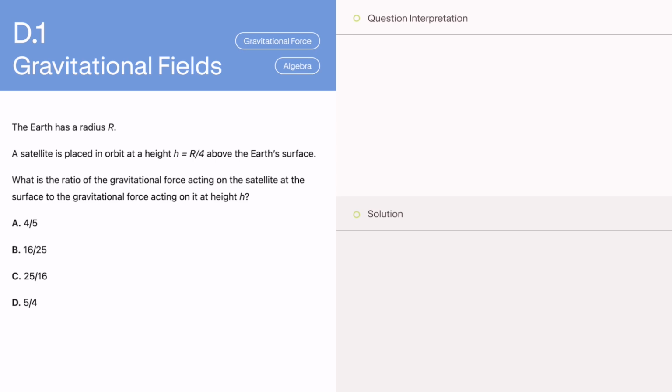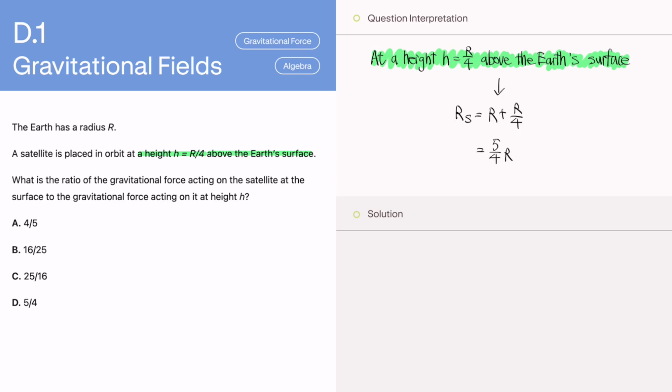A satellite is placed in orbit at a height h equals r/4 above the Earth's surface. That's a trap. It doesn't mean the orbit radius is r/4. It means the radius is r, the radius of the planet, plus r/4, the height, which gives us 5/4 r. Always remember to highlight phrases like "above the surface." That's where examiners try to catch you.